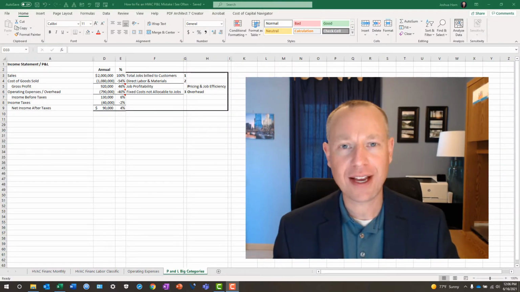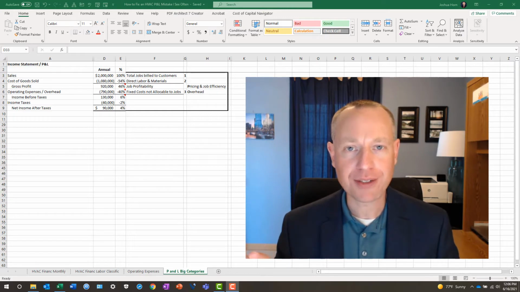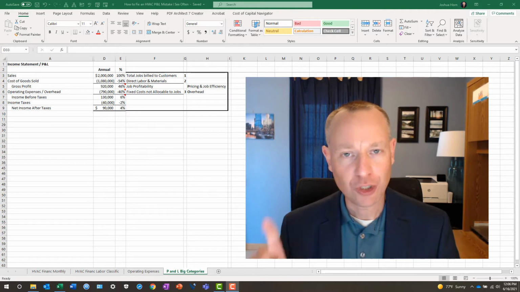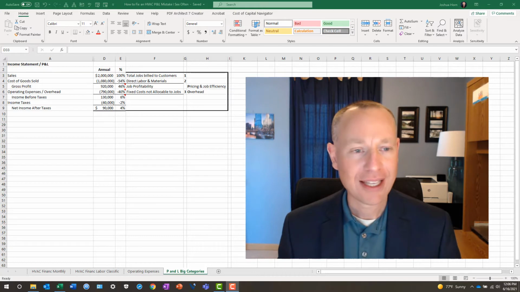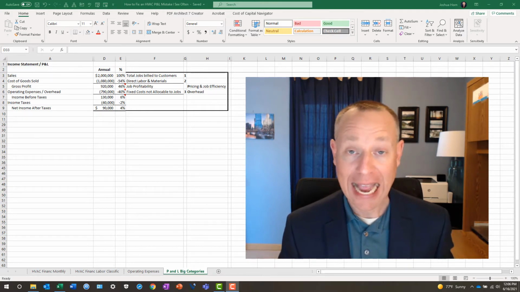Let's start with a 30,000 foot view of a P&L. I've showed this one to you before, but it's worth reviewing because there are only three major components of your HVAC P&L, and they are your sales, what you bill your customers. The second thing is the cost of goods sold, which should include the direct materials and the direct labor, the technician labor on the jobs performed.